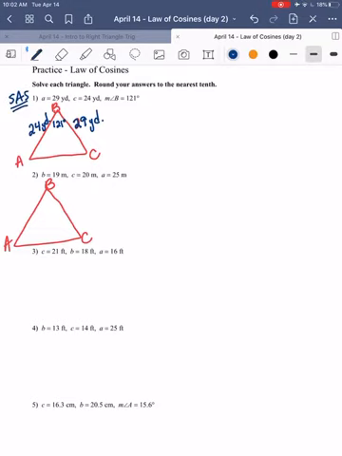So what do we need to find first? Well, it says solve each triangle. So that means we're going to find 3 things. So we're going to find little b. We're going to find the measure of angle A. And we're going to find the measure of angle C. Okay, now you have to find little b first because remember you need all the sides to find the angles. Okay, so I'm going to find little b first.